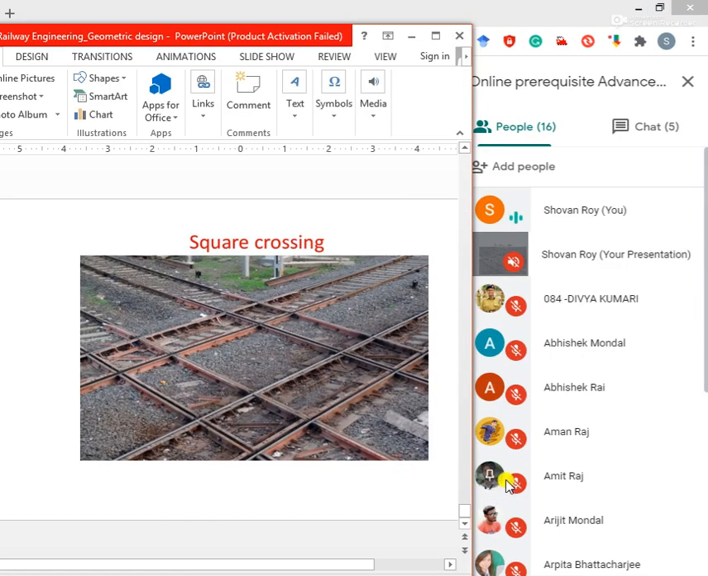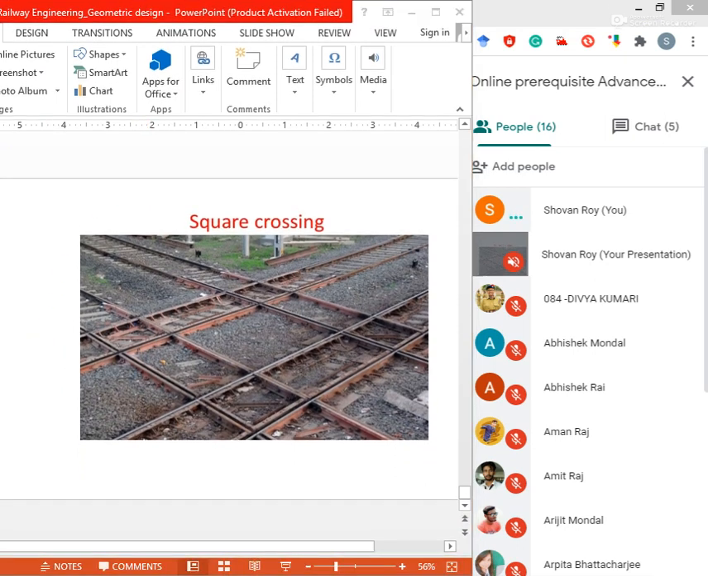Okay, so after this crossing section, we have the railway stations and yards. It is totally a theory portion normally, this railway station and yards, but again I will dictate something. Some things are required for this railway station and yards, some points are important for railway stations and yards.